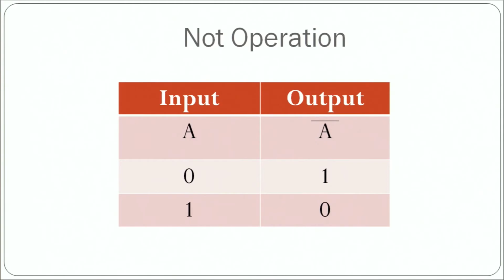So how do you remember it? NOT is not the input. If the input is 0, output is not 0, so it is 1. If the input is 1, the output would be not 1, so it would be 0. So simply the complement. You can understand that the NOT gate is just the complement of the input. If it is 0, it would be 1. If it is 1, it would be 0.